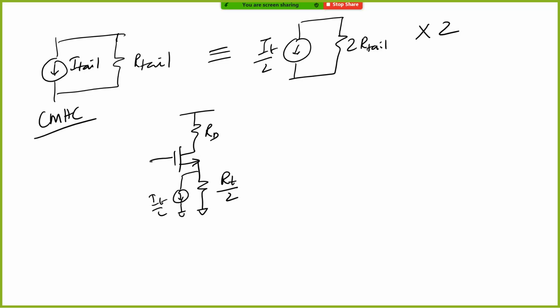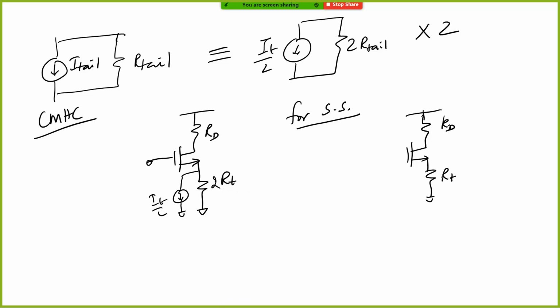But then for a small signal analysis, you don't consider this I tail. So now for small signals, it basically is RD and this is not R tail by 2, it is 2 times R tail. Now, what is the gain between V in and V out? So V out CM by V in CM, the common mode output to common mode input. What will be the small signal gain?